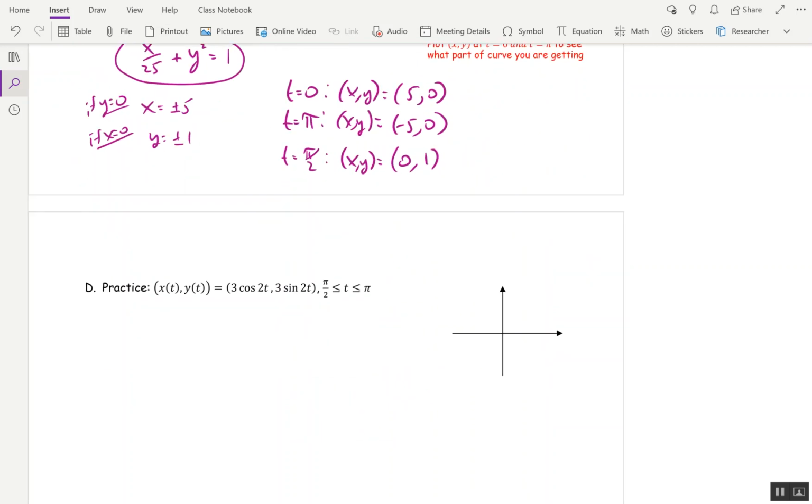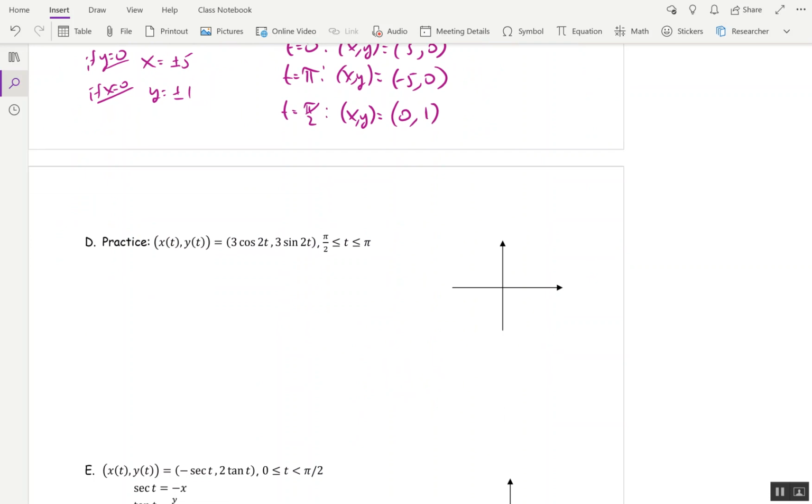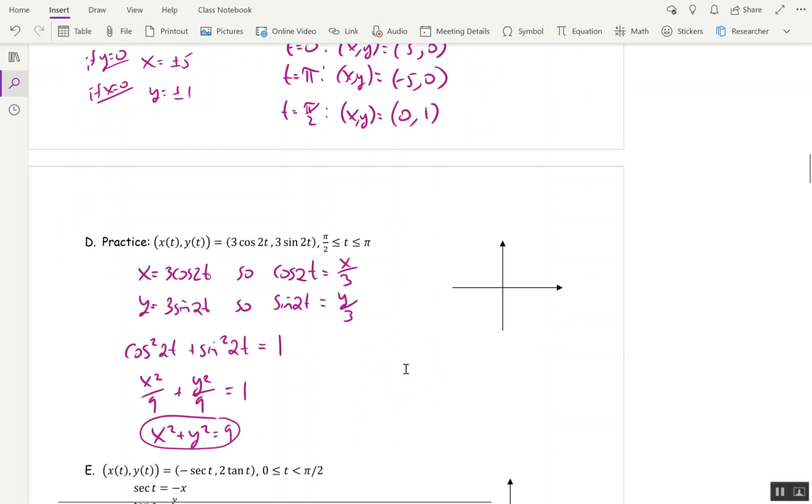Okay, pause the video and try this one. All right, I'm back. So I took the two equations, x and y, and I solved the first one for cos 2t, and I solved the second one for sine 2t. Cosine squared of 2t plus sine squared 2t is 1. And so I just replaced cosine squared 2t with x squared over 9, and I replaced sine squared 2t with y squared over 9. Now, that is an ellipse, but it's a special ellipse because a squared is equal to b squared. That's just a circle of radius 3.